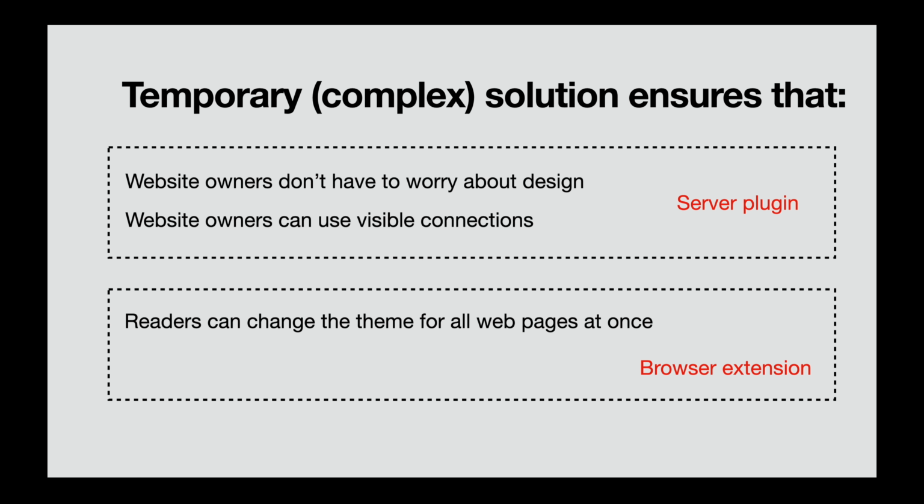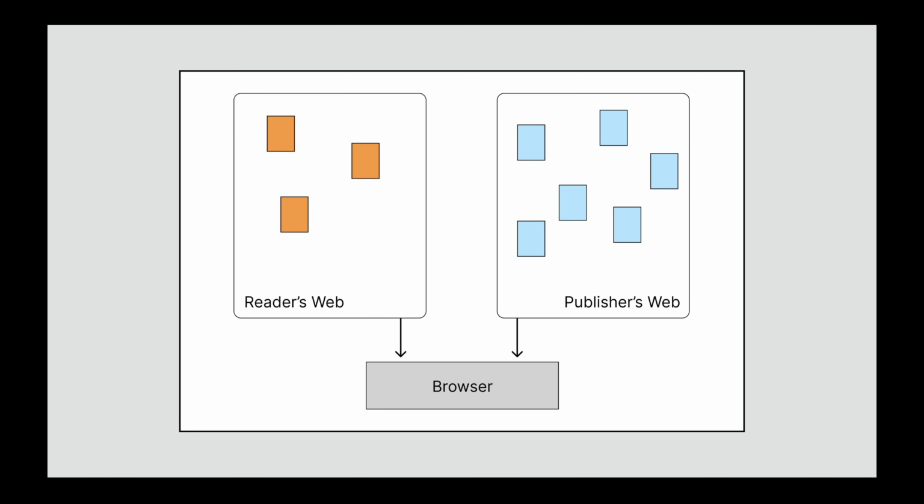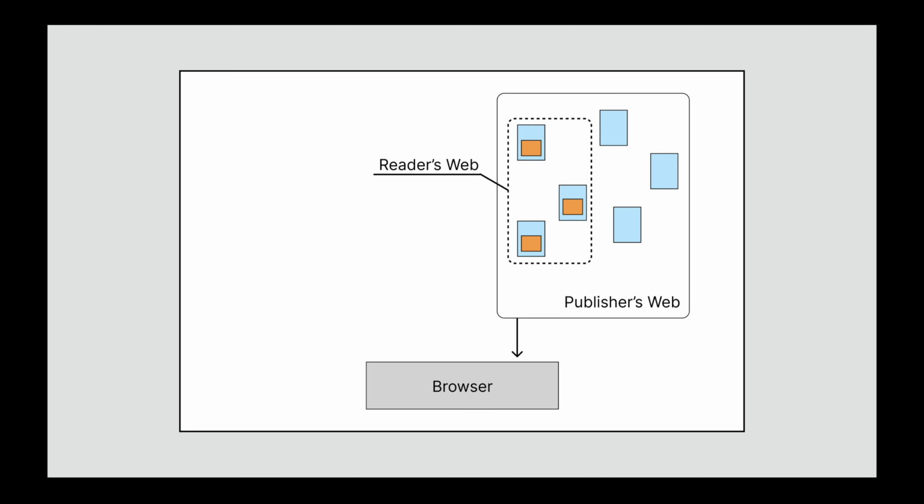Website owners have to install the plugin, and readers have to install the browser extension if they want to control the presentation. To summarize, we want to build the reader's web alongside the existing publisher's web, but browsers don't support new document formats yet, so we use HTML pages as a vehicle for the new document formats. Basically, we build the reader's web inside the publisher's web.